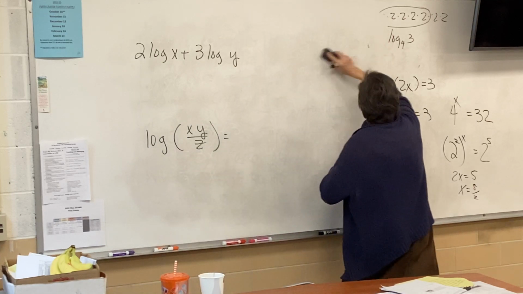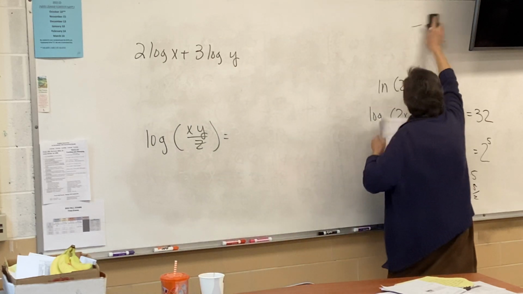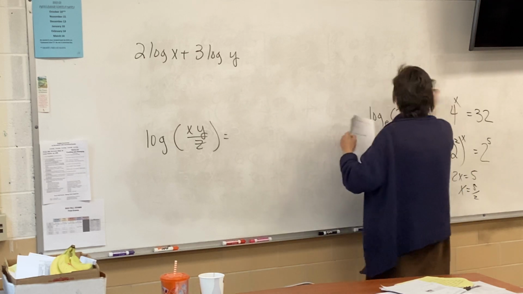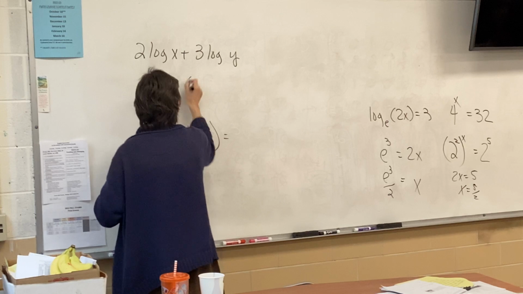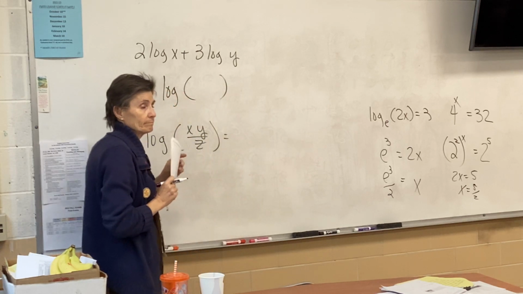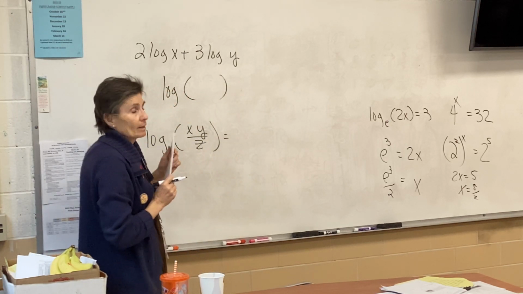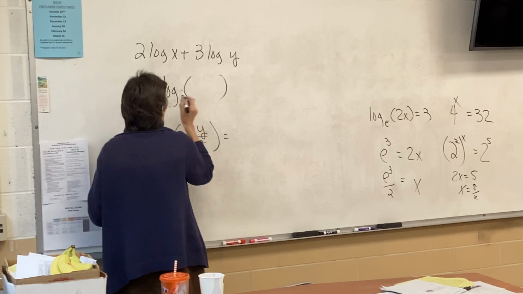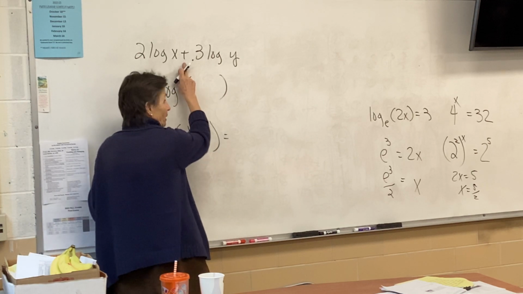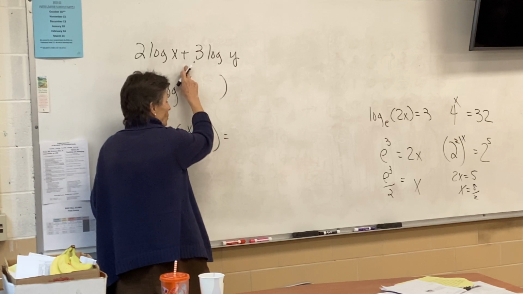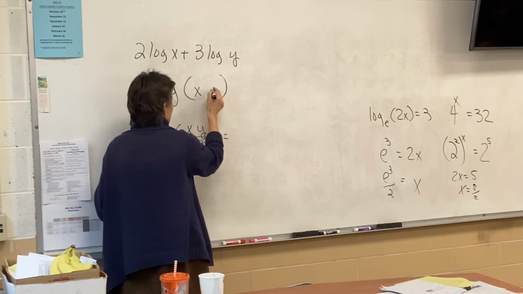Okay, how about the next one, guys? You know what you're supposed to do here? You're supposed to combine it. So we're supposed to have one logarithm. Log 2x plus 3y. So when I put them together, that's a plus. So when they go together, won't they be a multiply?